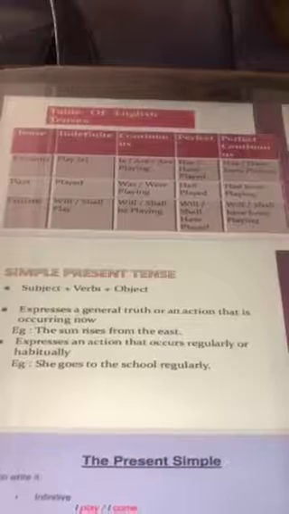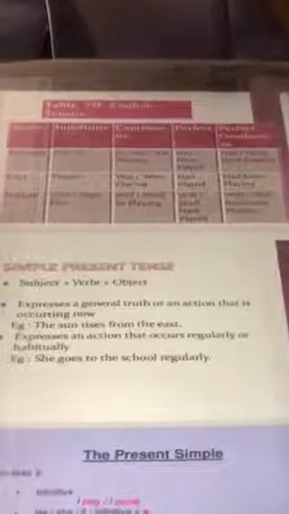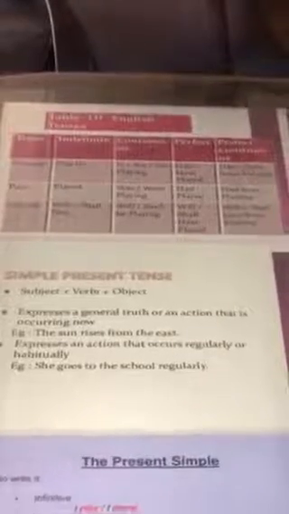Subject would be the most important part of the sentence. So what can be the most important part? The doer would be the most important part. For example, Yati is playing. Now who is playing? Yati is playing. Riya is eating. Who is eating? Riya is eating. So you can say the doer, the one who is doing something, is the subject.